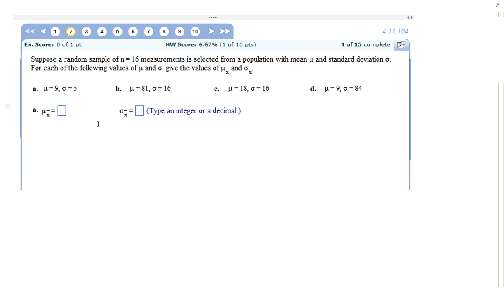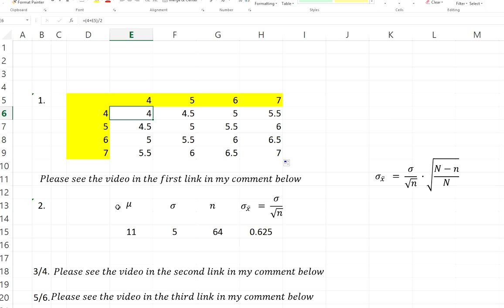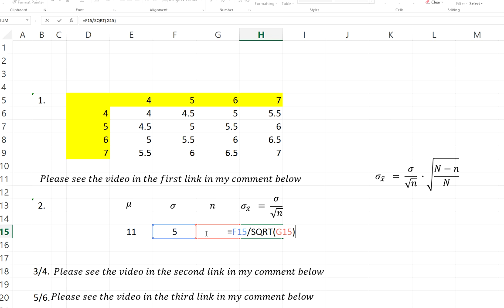Question number 2. Well, this is basically from the central limit theorem that I've discussed already, and the link to that I have provided in the comment section. But it's just like this. Mu is given, sigma is given, n is given. So the standard error of the sample mean is this, and I have obtained it by using these two numbers. That means sigma over square root of n.